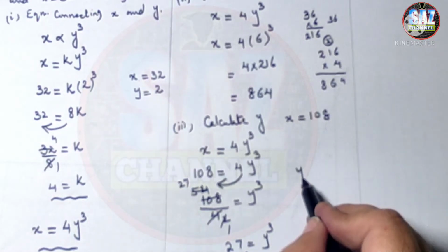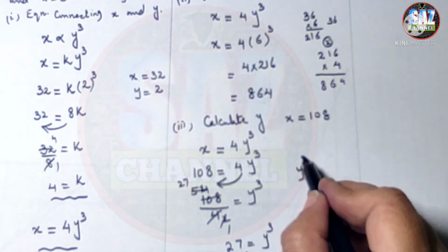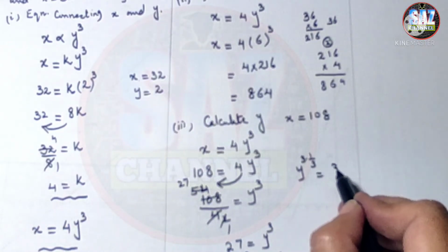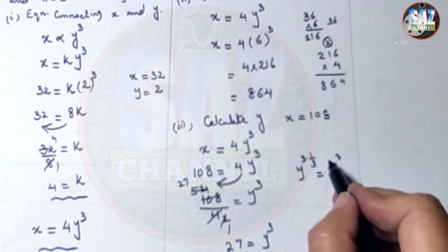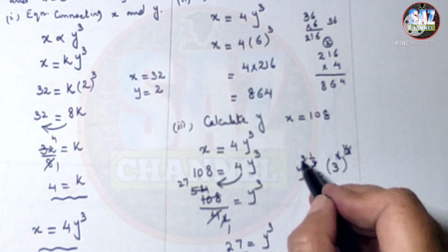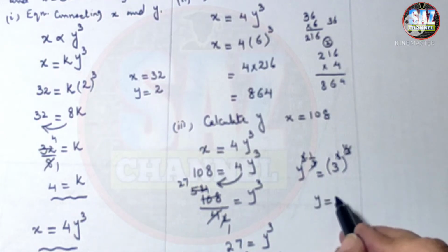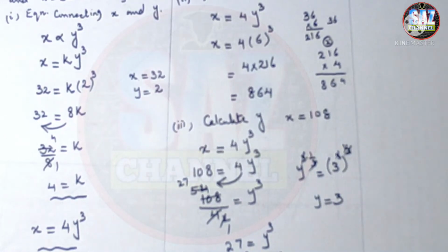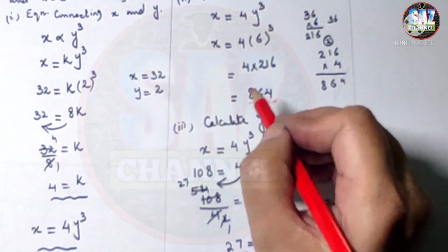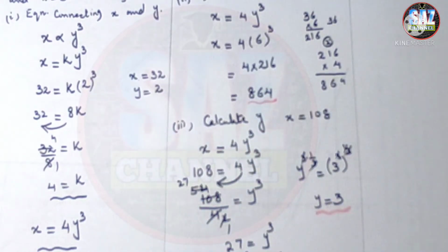You have to learn the language as well. I have to take the cube root, and when I take the cube root, I have to take power 1 by 3 on both sides. This will go, and the value of y will be equal to 3. I hope you are really clear, and these questions are now really easy for my O1 and O2 students, because these are also one of the important concepts of your O-level paper.